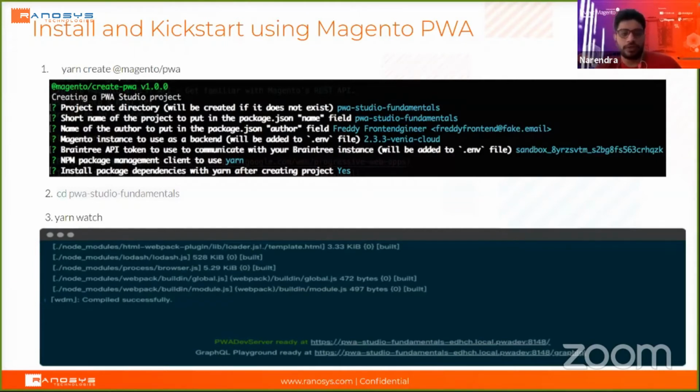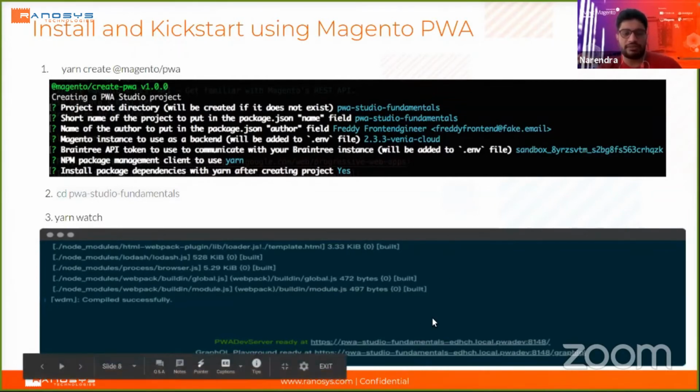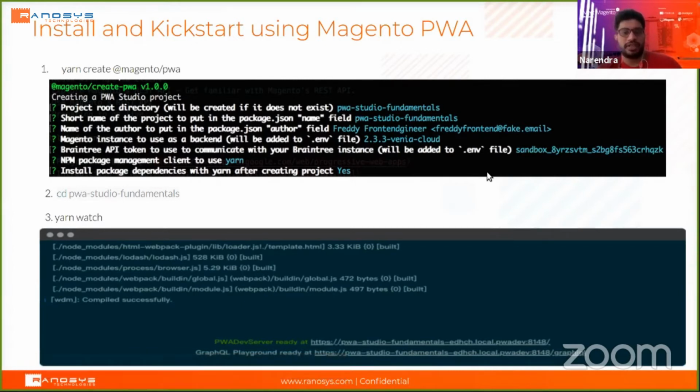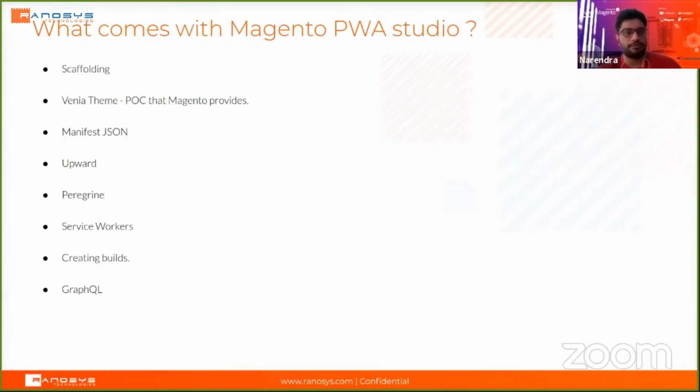The yarn watch command actually connects your storefront with Magento using the upward server. At the end of yarn watch, you will get a URL at which your server will be running. There are yarn watch and yarn run commands as well. Yarn watch is for when you want hot reloading and that kind of thing, so for development, you should use yarn watch. Then the question comes: what comes inside Magento's PWA? The key features that come, the first one, is scaffolding.